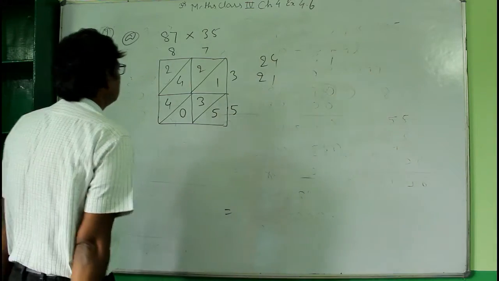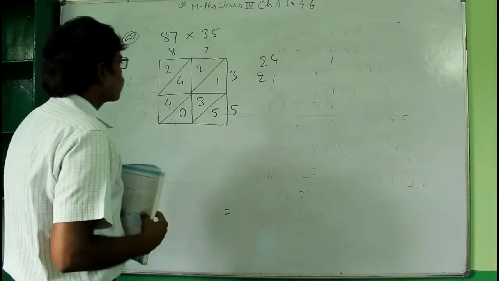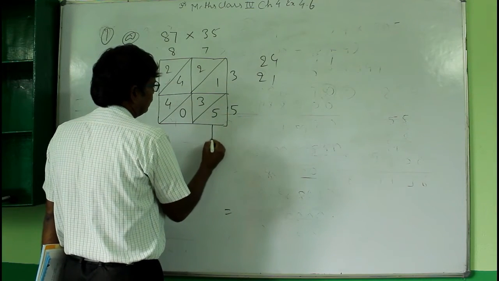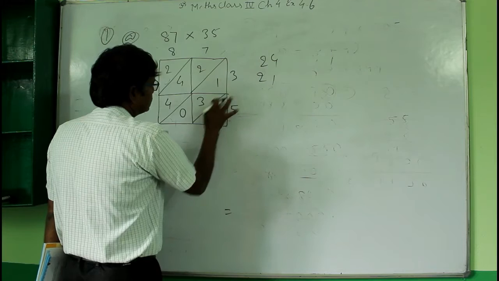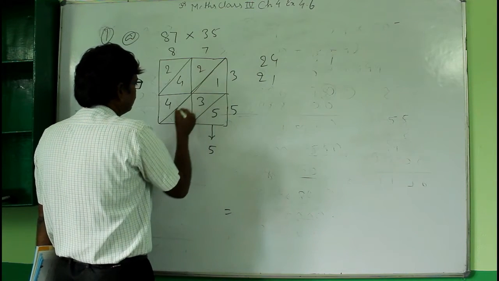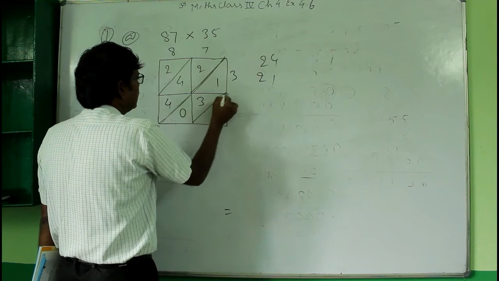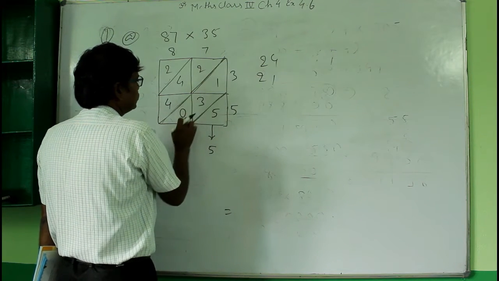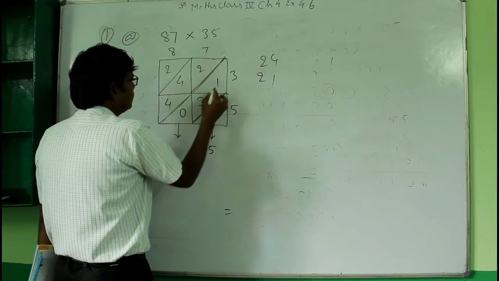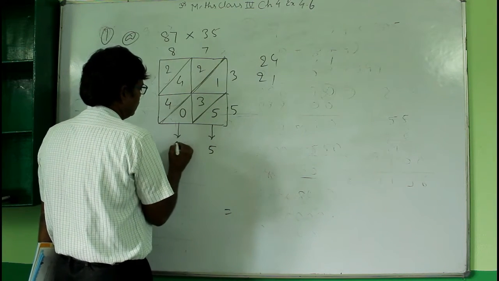So this is what I have written now. Now here write this 5, because in this you have 5. Then add these numbers. See that between this line and this line you have the numbers 1, 3 and 0. Then add 1 plus 3 plus 0. How much will you get? 3 plus 1 is 4, and 4 plus 0 will be 4.